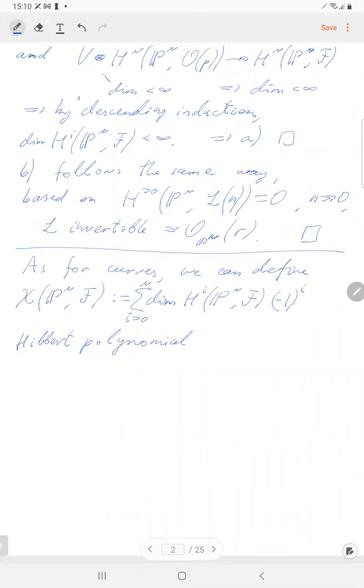Fine, and then also we can define the Hilbert polynomial. The Hilbert polynomial P_F of r is the Euler characteristic of F twisted by r. And well, there is a lemma or claim that it really is a polynomial.